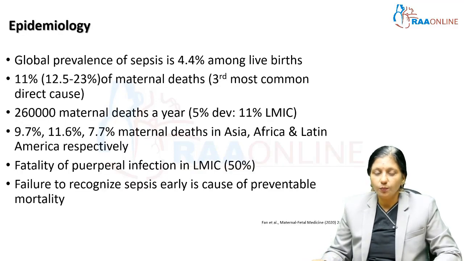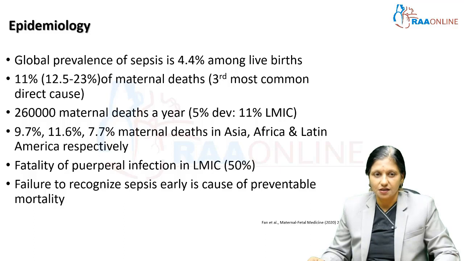Epidemiology. Global prevalence of sepsis is 4.4% among live births. 11% to 22.5 to 23% of maternal death is because of maternal sepsis. So, maternal sepsis is the third most common direct cause. The first is hemorrhage, second is preeclampsia, and third is maternal sepsis. So, maternal mortality is directly affected by maternal sepsis.